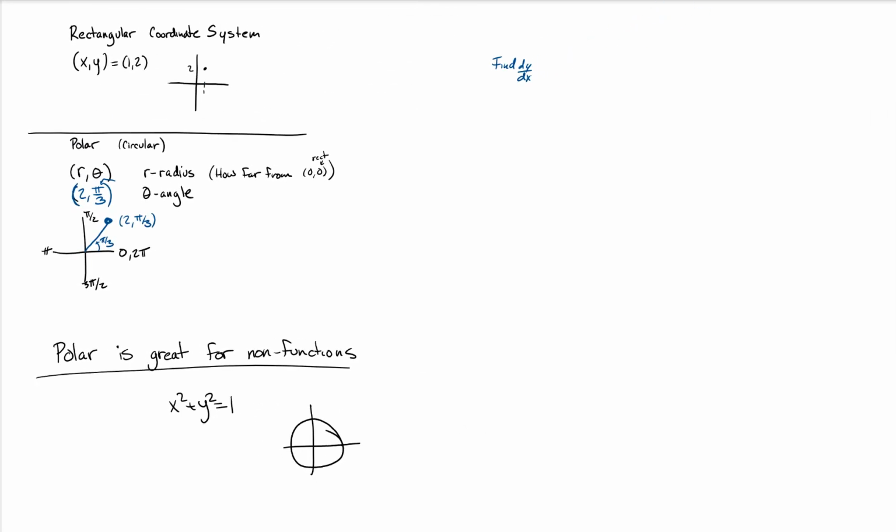We got a new coordinate system. We got a new x and a y. It's r and theta. R comes before theta, like x comes before y. We'll think of it that way. And I'll see you in that next video.